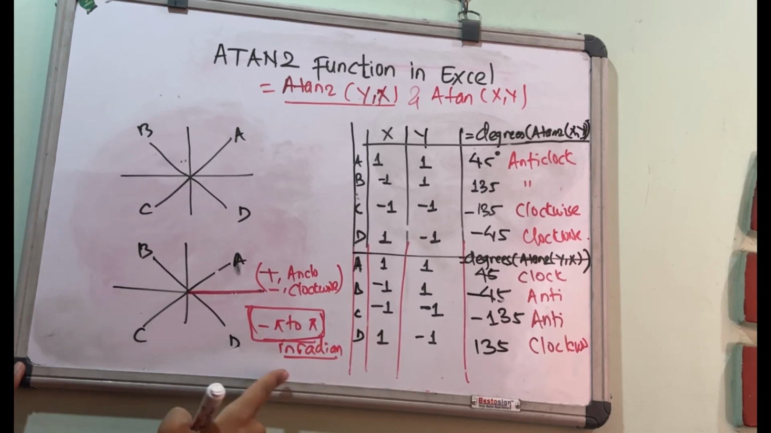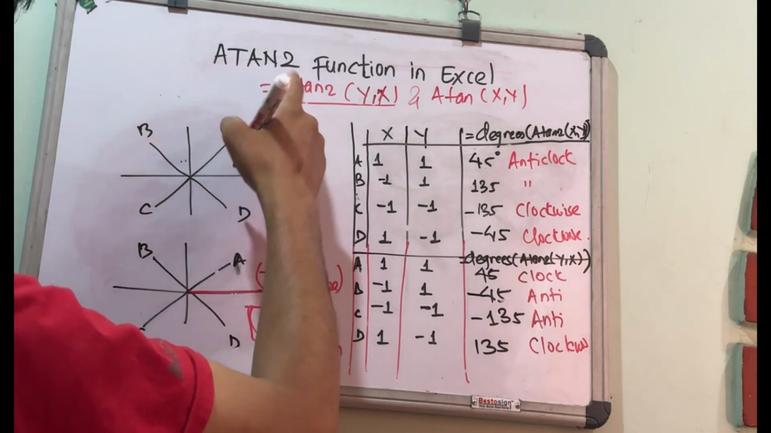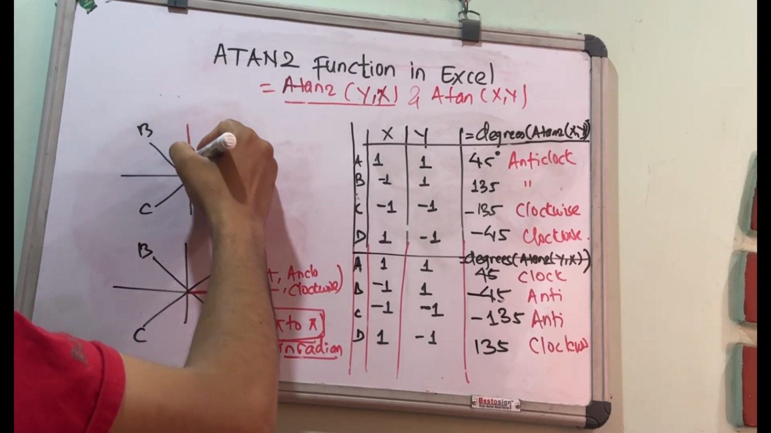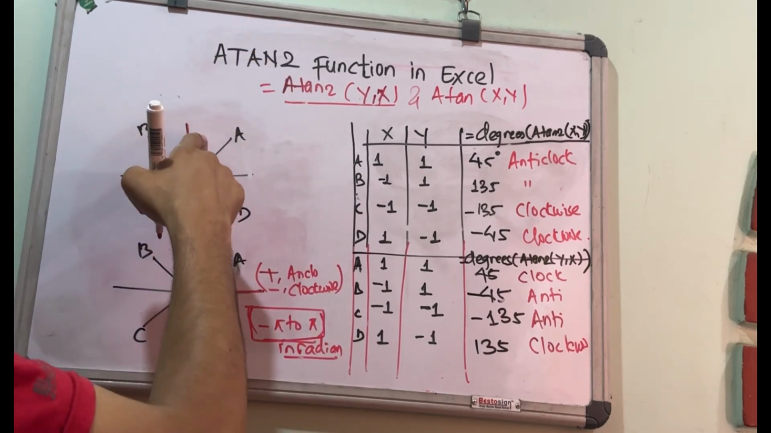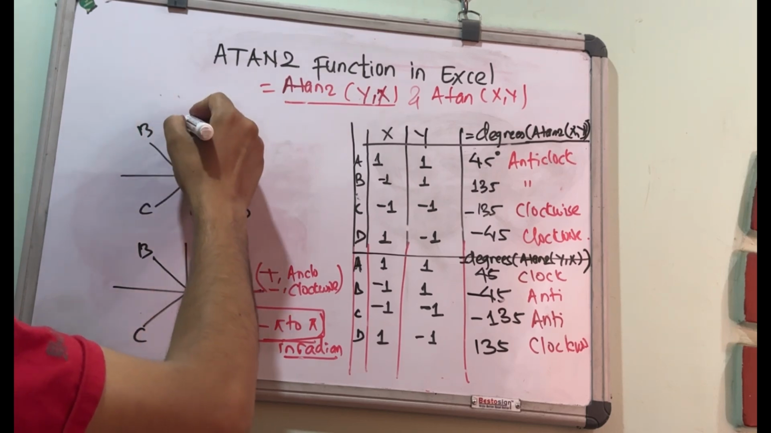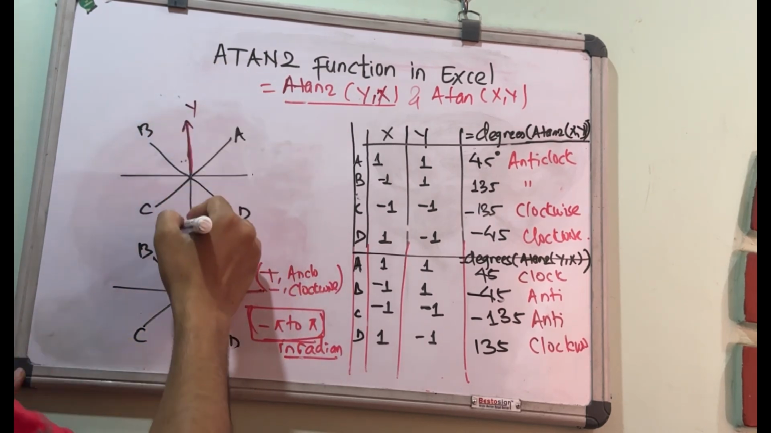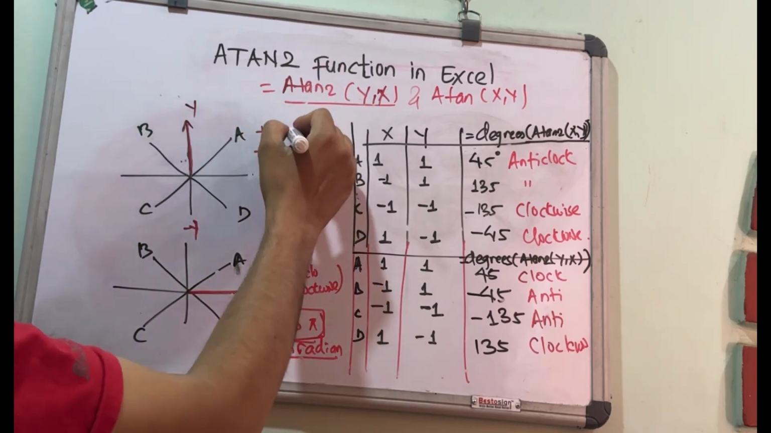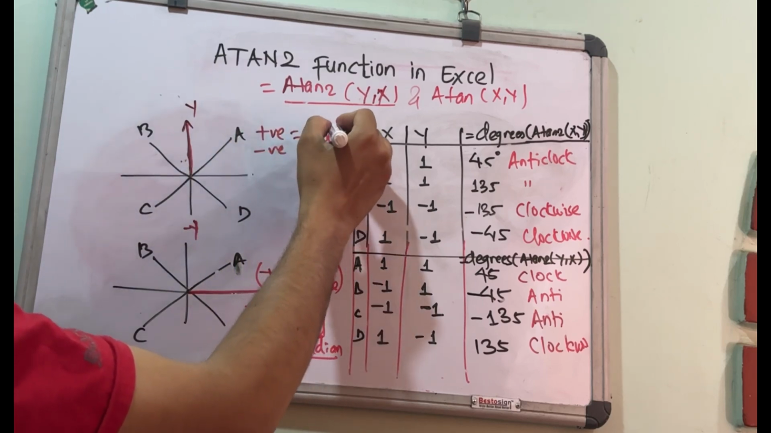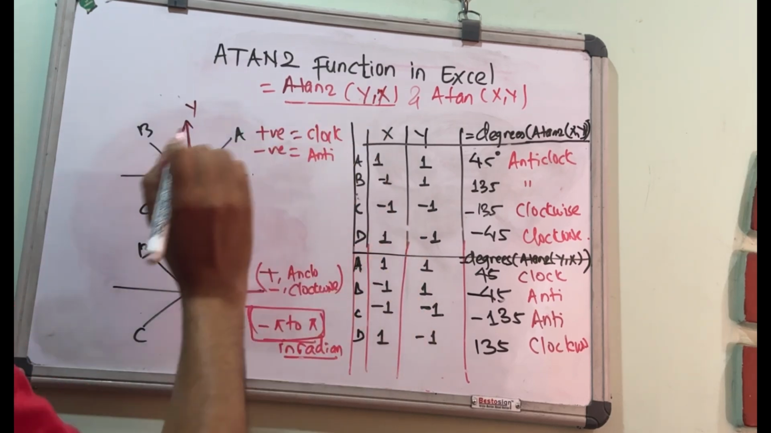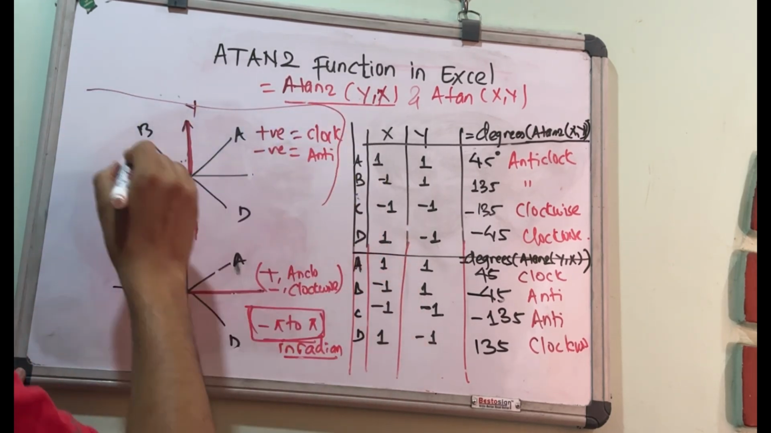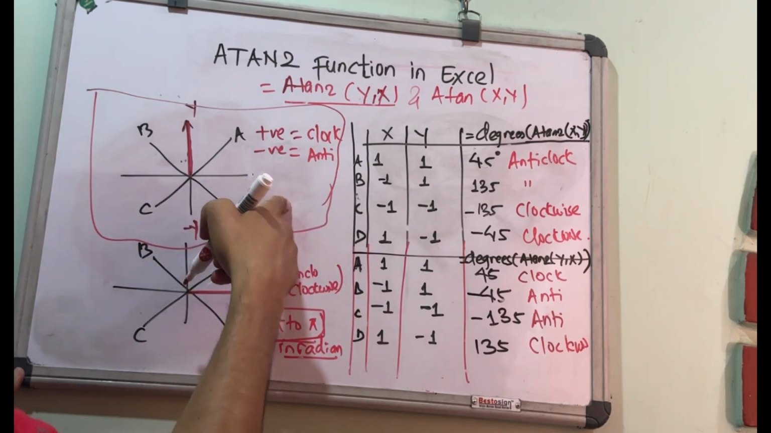But if you need the value in degrees, then you need to convert radians into degrees by using the function degrees before this function. In this case, if you are measuring from this axis, that is more relevant to survey lines. This is the north-south axis. In this case, the value will be either positive or negative. The positive value is a clockwise angle, and the negative value is an anti-clockwise angle. So for survey purposes, you need to follow these things.